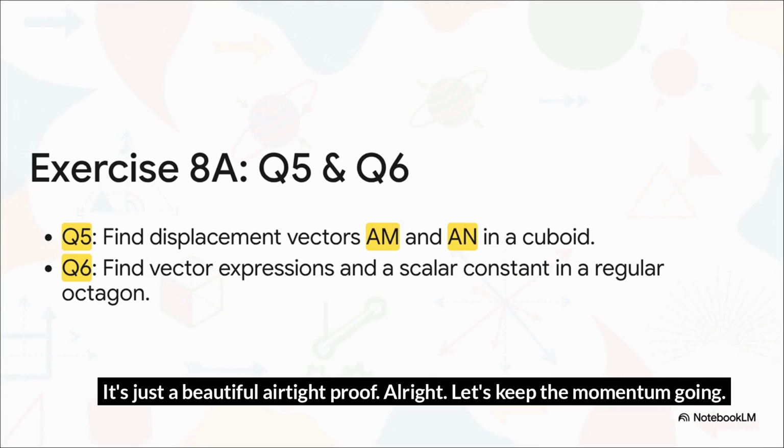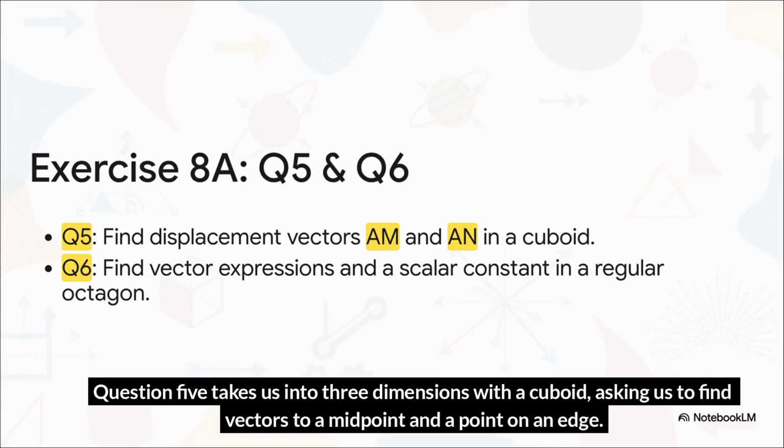All right, let's keep the momentum going. Question 5 takes us into 3 dimensions with a cuboid, asking us to find vectors to a midpoint and a point on an edge.